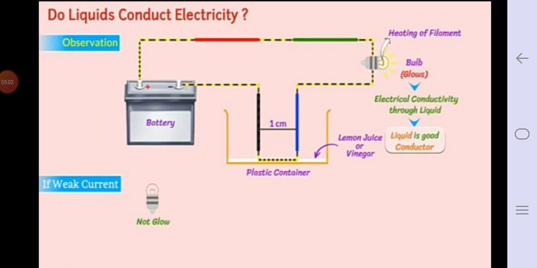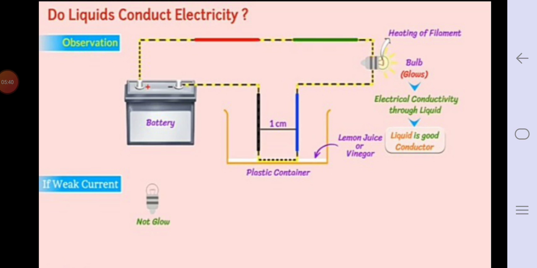Okay, in this circuit you can see the whole circuit is shown here. The wires are 1 centimeter away from each other. They are dipped into the plastic container which contains lemon juice or vinegar. Battery is connected with the help of wires. Bulb is also there. Now you will understand what happens. You will understand whether the circuit is complete or not. Here the bulb has glowed. Okay, the bulb glows. That means what? Electric current passes through the liquid. That means the liquid is a good conductor of electricity.